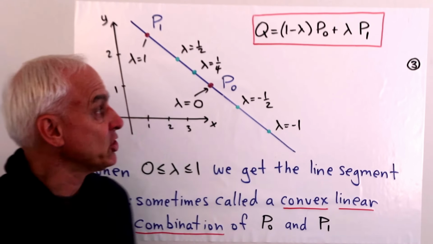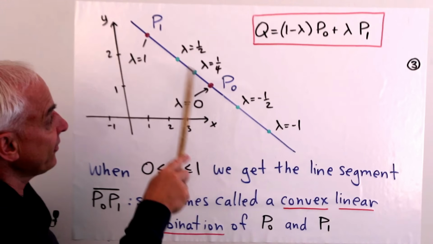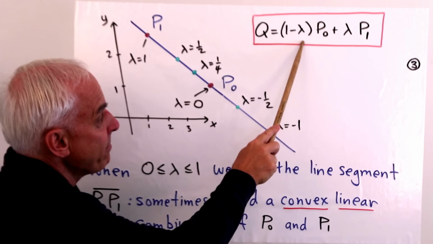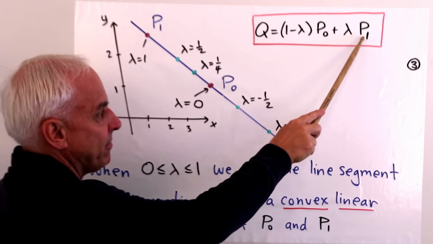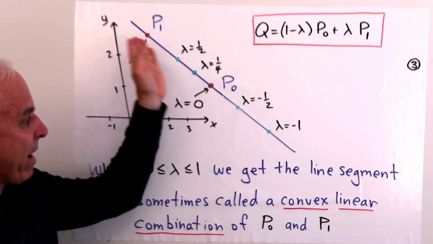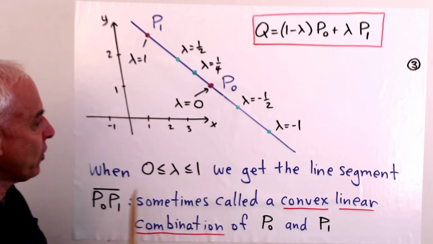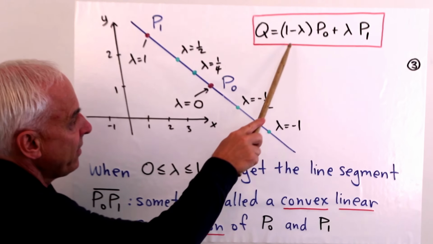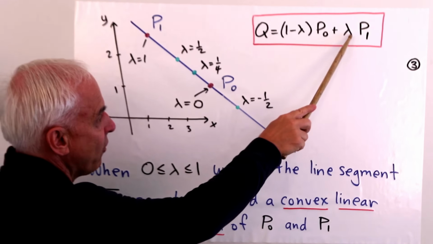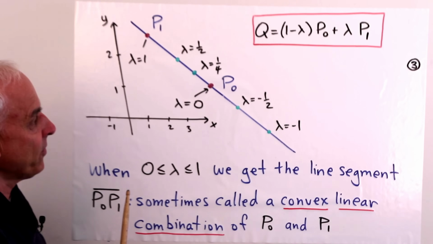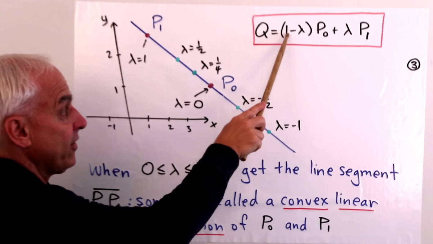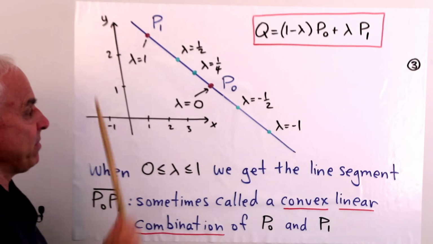So the general formulation is that a point Q lying on this line P0 P1 has the form (1 minus lambda) P0 plus lambda P1. Lambda is then a parameter which, as it moves, we traverse the line. So for example, if lambda equals 0, then this coefficient is 1 and that coefficient is 0. We're just talking about P0. While if lambda is 1, then this one is 0 and that one is 1, so we're talking about P1.